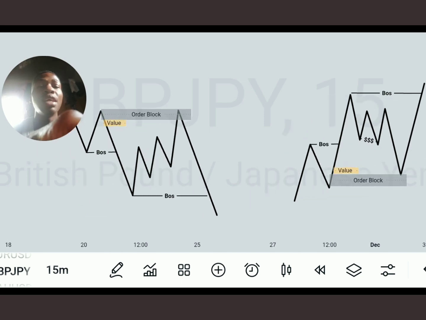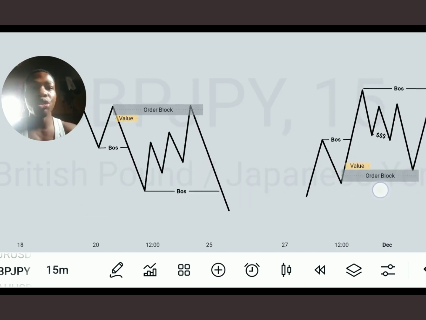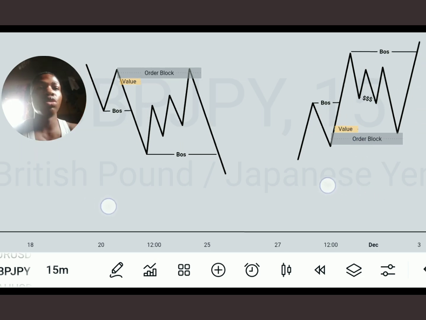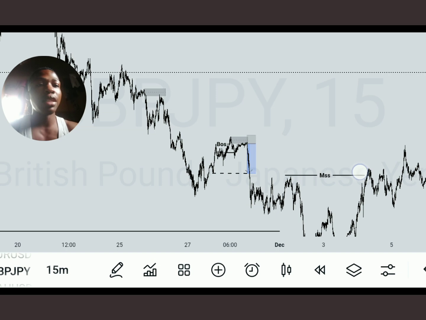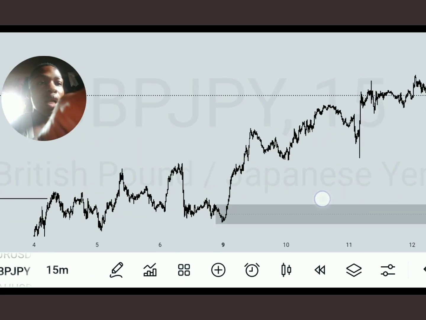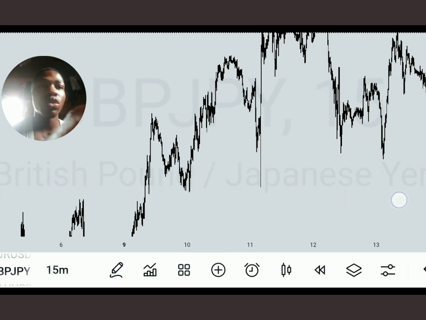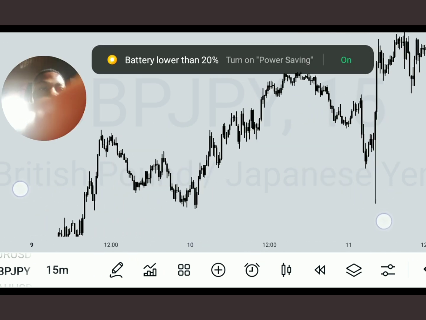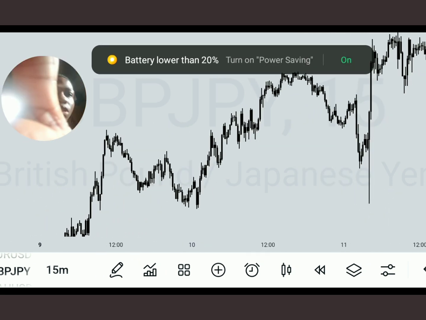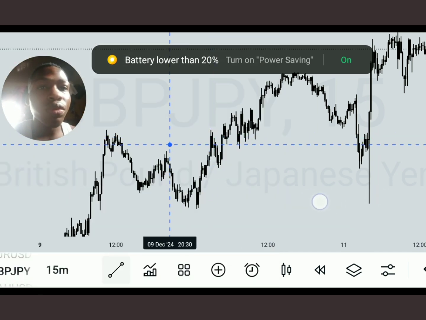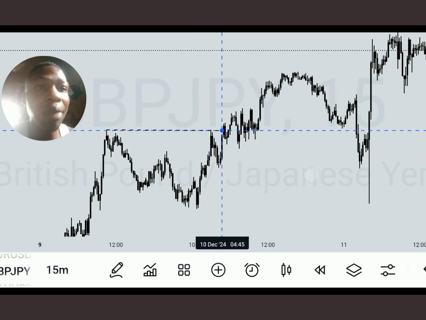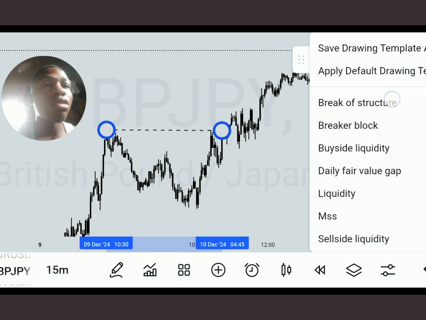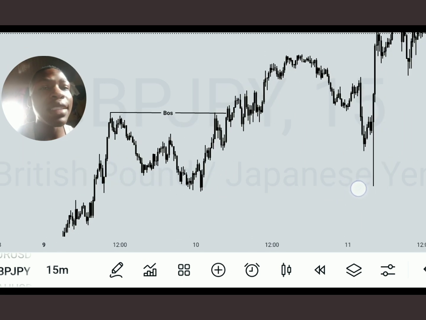Let's go to the chart and let me show you the real chart. Let me show you a valid order block. See a break of structure here. Break of structure to the upside. That means we are in an uptrend. Have you seen it? A break of structure. So what is resting here?